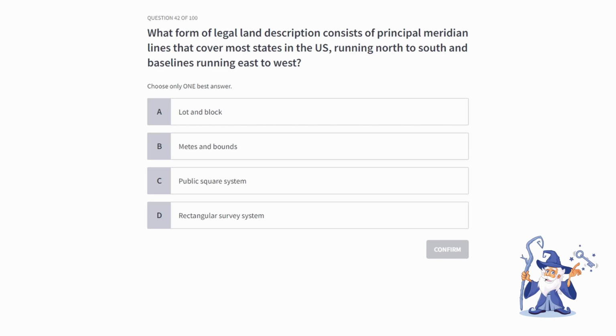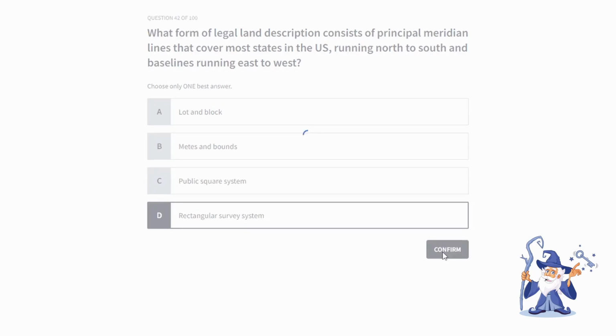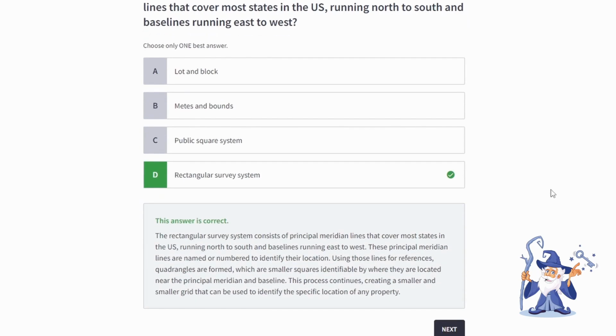Alrighty, so I'm back. I had some water, a little scratch in my throat. I apologize there. Okay, so what form of legal description consists of principal meridian lines that cover most states in the U.S.? So when you hear lines like this, essentially you should know it's D. It's the rectangular survey system. So a rectangular survey system consists of principal meridian lines that cover most states in the U.S. These principal meridian lines are named or numbered to identify their location.